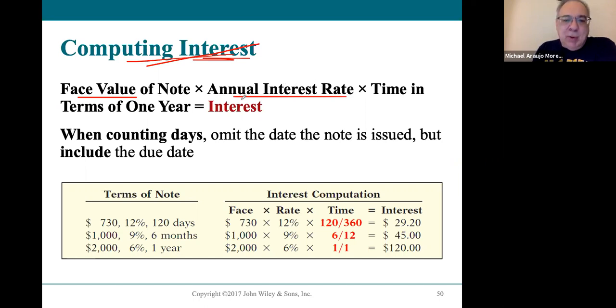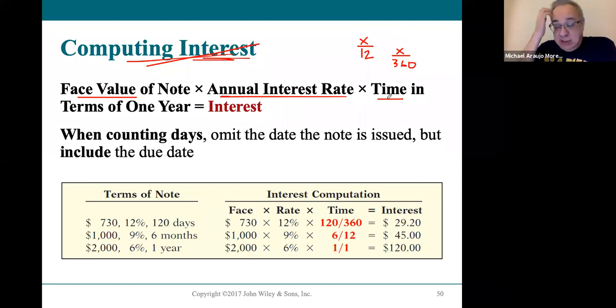But again, most of these notes are pretty short. So this is an annual rate, and we have to multiply it by that time factor. And there's two ways to do that. If the note has been made in months, then the time factor is the number of months divided by 12. If the time factor was made in days, it's the number of days divided by 360. So that's basically all you need to know about the time.